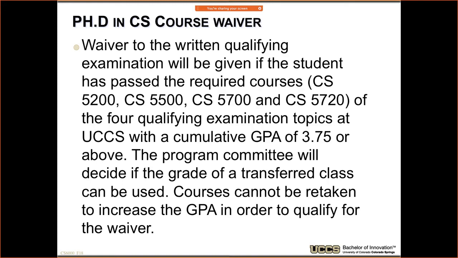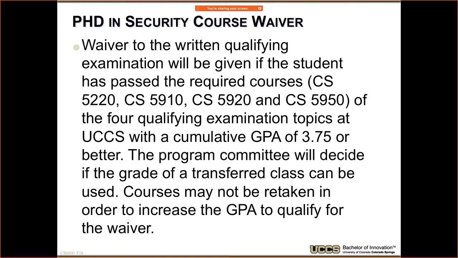If you get 1 solid B, and an overall GPA less than 3.75, you have to take the written exam for all 4 areas. Even if you got 3 A's, you're taking all 4 areas on the exam. Courses can't be retaken. Whether or not we'll transfer a course from someplace else depends on where it's from, and you have to apply to get it to count. For security, it's similar. There's just CS 5220, 5910, 5920, and 5950, so three different courses to go in that. Same GPA requirement, same thing. You only get one shot.